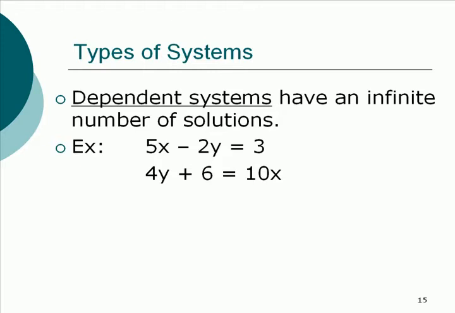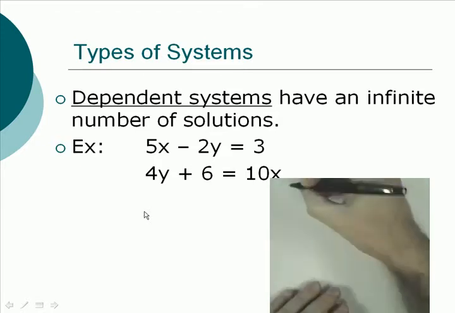Here's an example of a dependent system. I want to show you what happens when you try and solve this. The first thing to notice when we look at this system is that our columns don't align well. In the first column, we have an x term above and a y term below. The second column, we've got a y term above and a constant term below, and so on. We need to rearrange those equations so that the columns align.